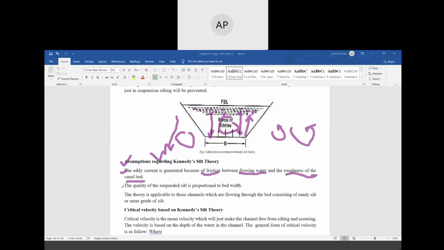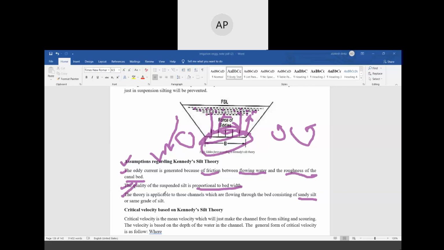And second assumption, the quantity of suspended silt is proportional to bed width. That means the quantity of particles is proportional to the width of the bed. Last, the third one: the theory is applicable to those channels which are flowing through a bed consisting of sandy silt or the same grade of silt.